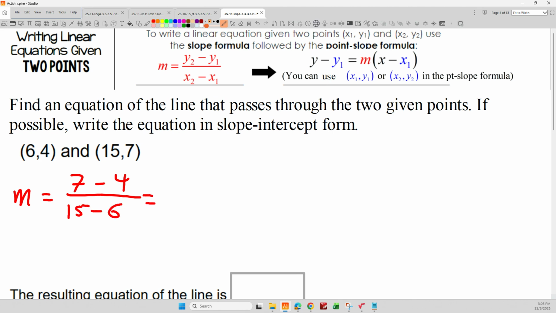Okay, good. So that's going to give me 3 on the top, 9 on the bottom, and what does that reduce to? 1/3, okay. So there's our slope. That's good. Well, what else do we need for point slope? We need a slope and a point. Okay, well, what point are we going to use?